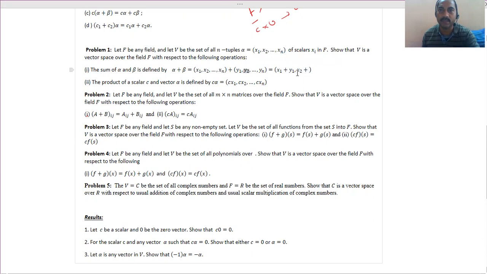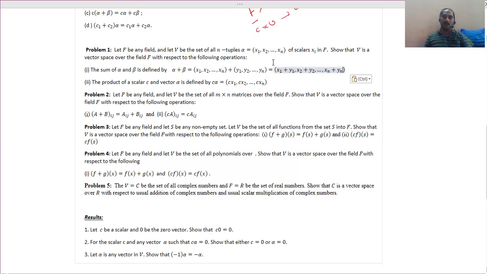So using these operations, we want to show that it is a vector space. The last component is xn plus yn. This is the operation provided. Scalar multiplication is also defined component-wise. So C alpha, where alpha is an n-tuple vector x1, x2, x3, up to xn. C times alpha means C of x1, x2 and so on up to xn. Now C moves inside each component: C alpha 1, C alpha 2, up to C alpha n.